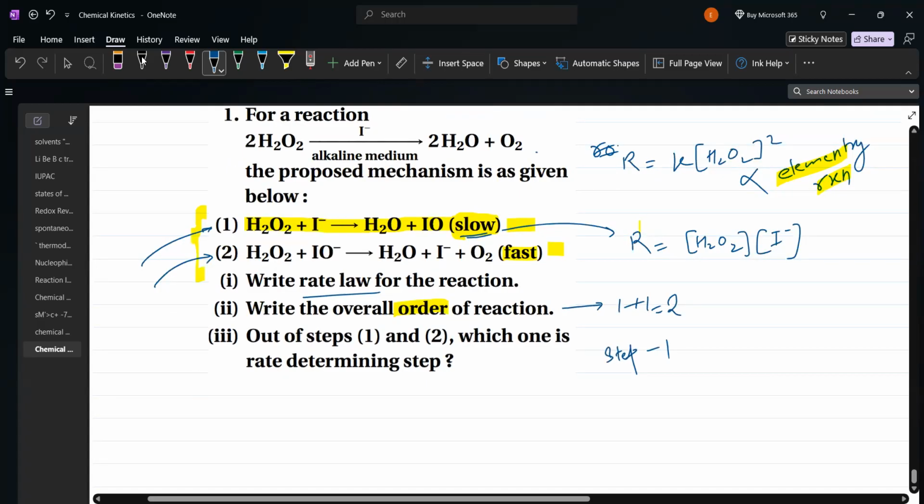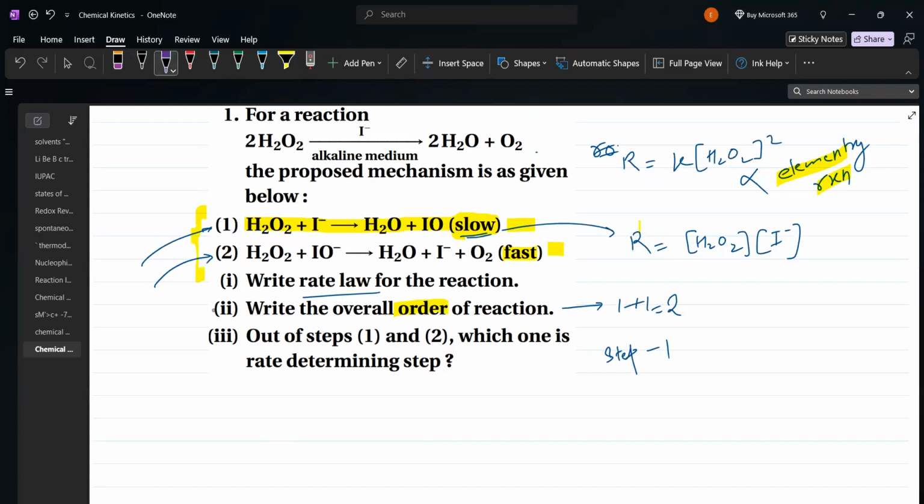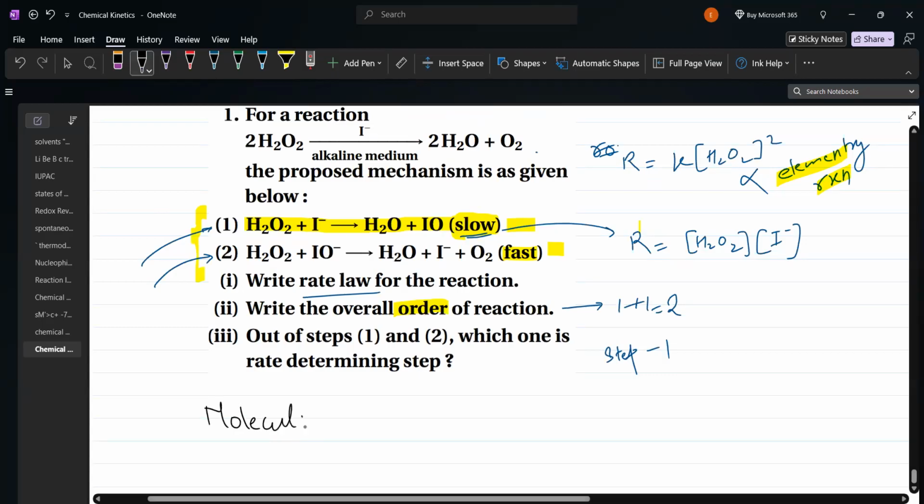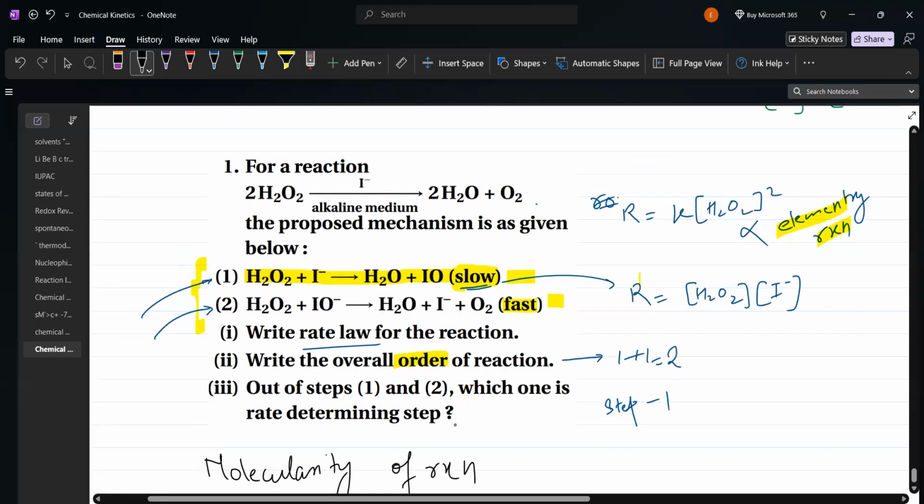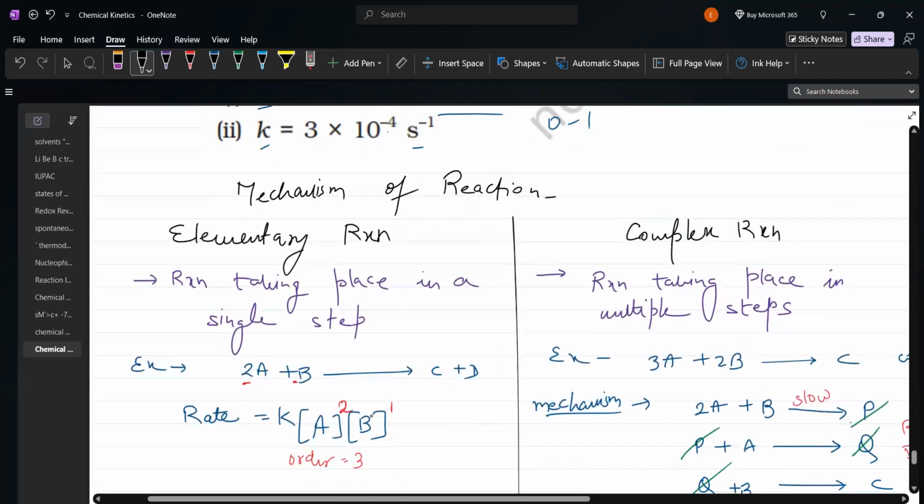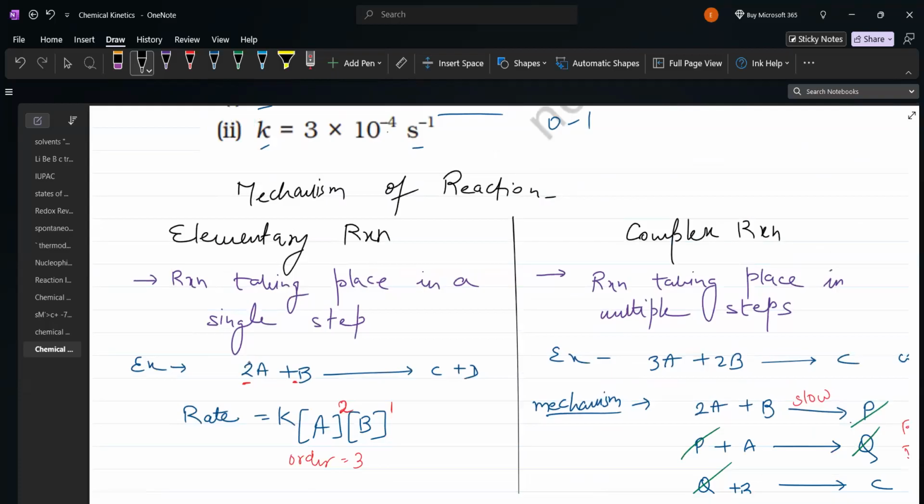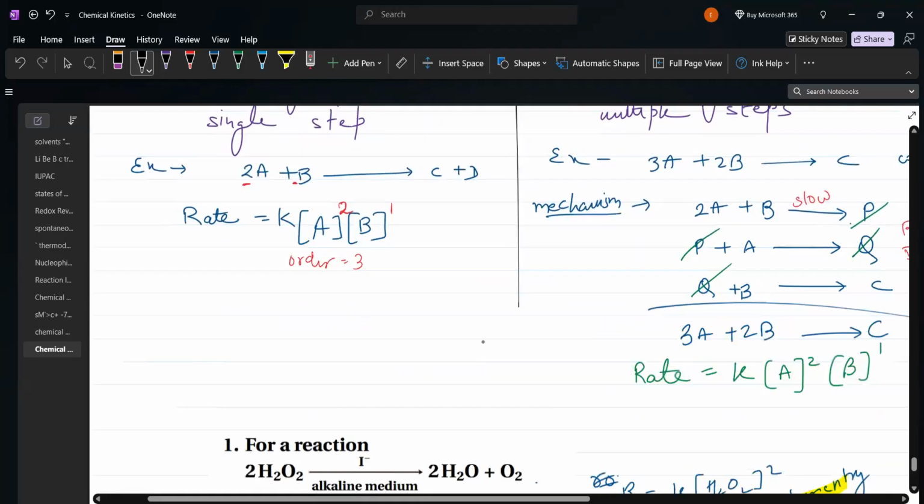Let's move on to a small topic related to this only, molecularity of a reaction. As I have told you earlier, in elementary reactions, what happens? Two atoms or molecules of A are colliding with one molecule of B, and C and D are forming. So this is the molecularity of reaction.